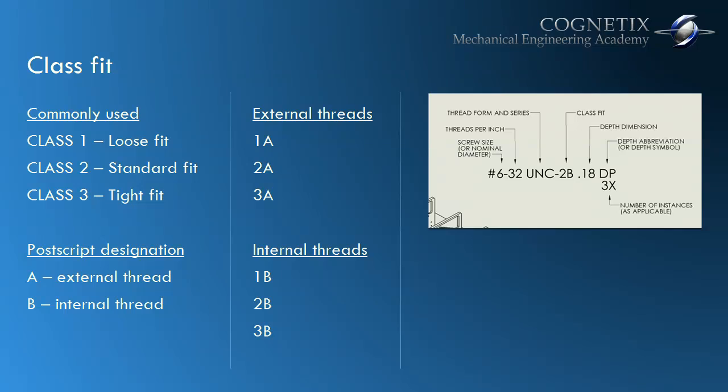After the class is defined, we have a postscript, either an A or a B, with the A being for an external thread and the B for an internal thread. So for external threads, we end up with the class fits 1A, 2A, or 3A. And for internal threads, the class fits would be 1B, 2B, or 3B.